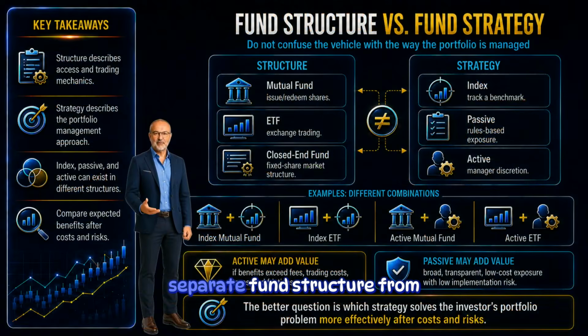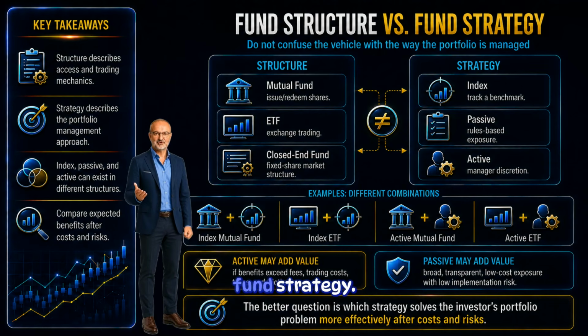Now, we need to separate fund structure from fund strategy. This is one of the most important ideas in the lecture. The words mutual fund, ETF, and closed-end fund describe structure. They tell us how investors access the vehicle and how shares are bought and sold. The words index, passive, and active describe strategy. They tell us how the portfolio is managed.